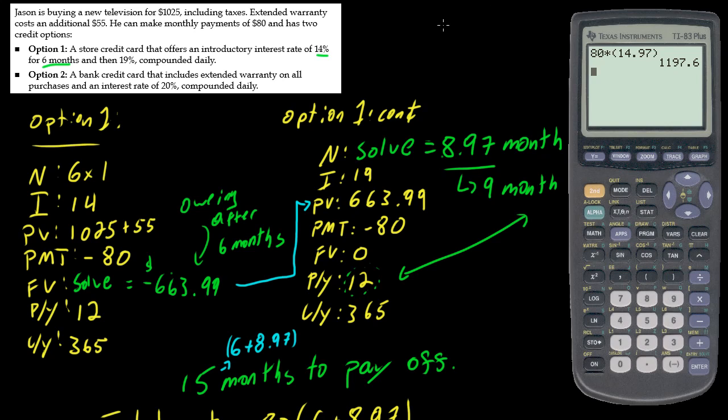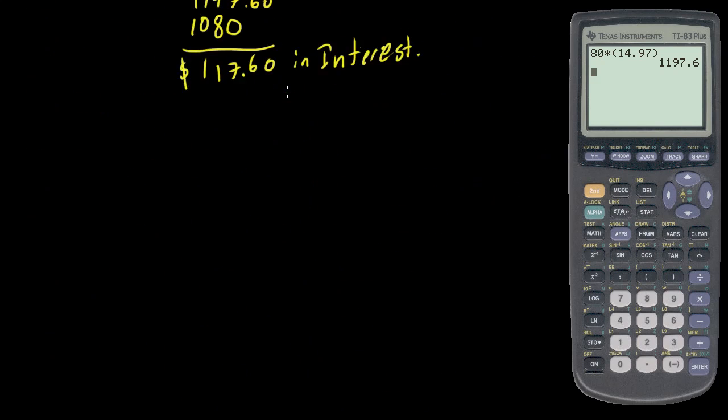So let's do option 2 now. Option 2 is using a bank credit card that actually includes an extended warranty, so they wouldn't have to purchase the extended warranty in the store. But in this case, the interest rate is 20%, so even larger than option 1, in either the introductory interest rate or the final interest rate. So larger than that. Let's see what we can do on this one.